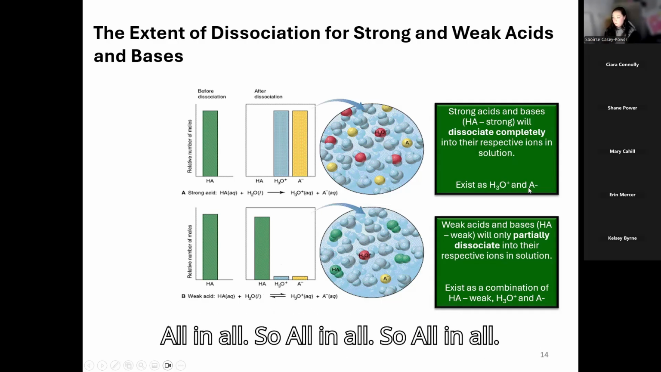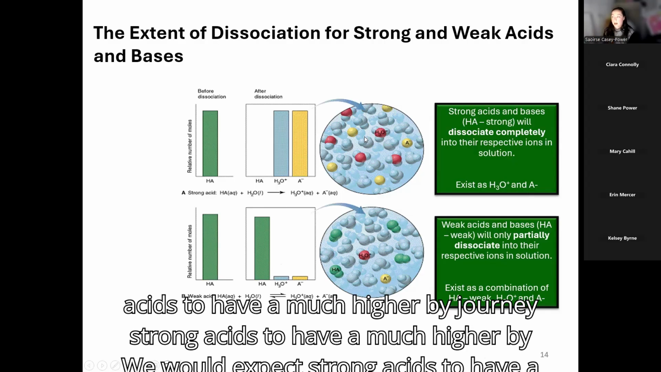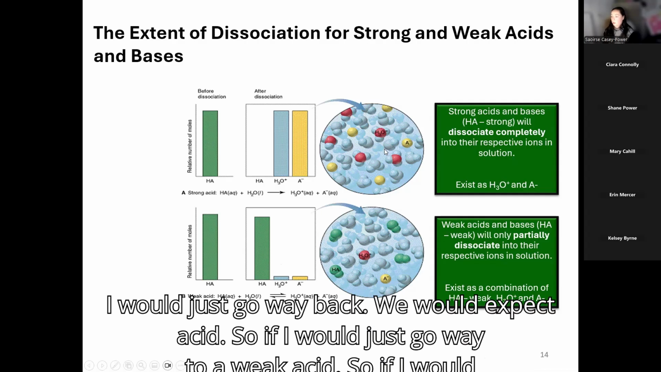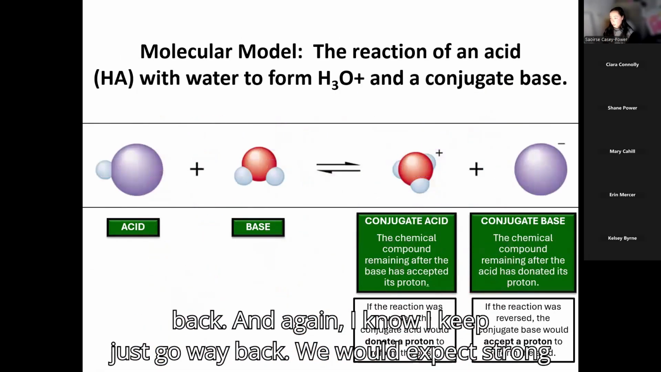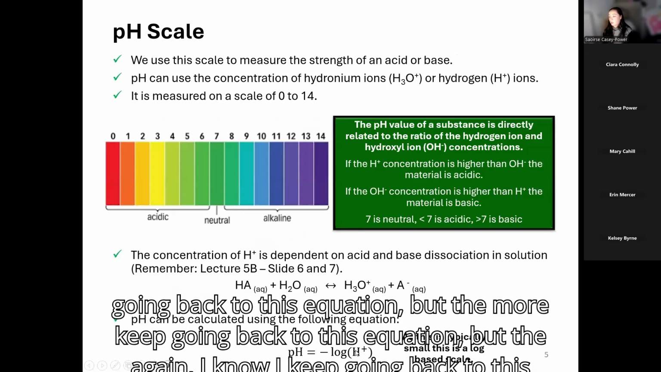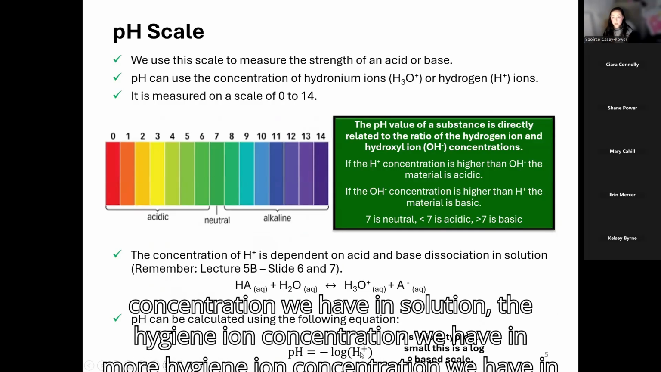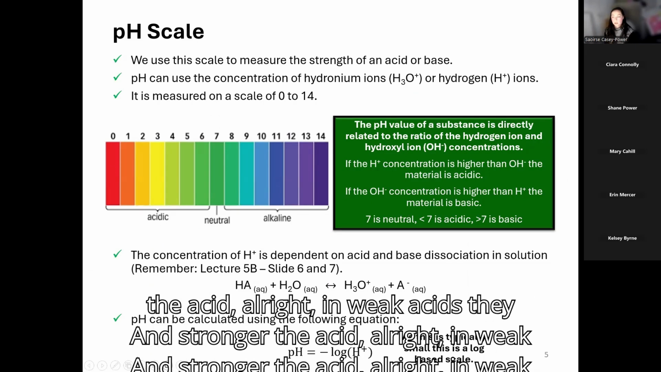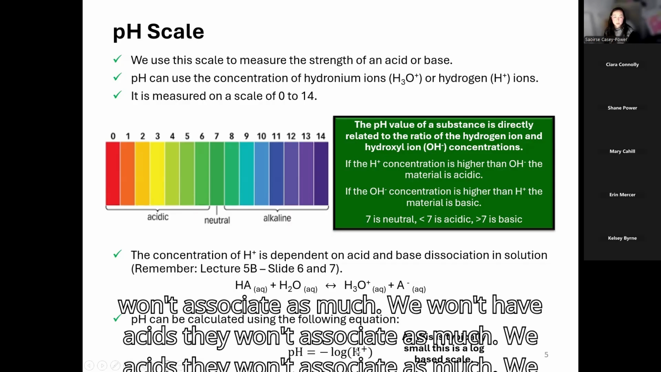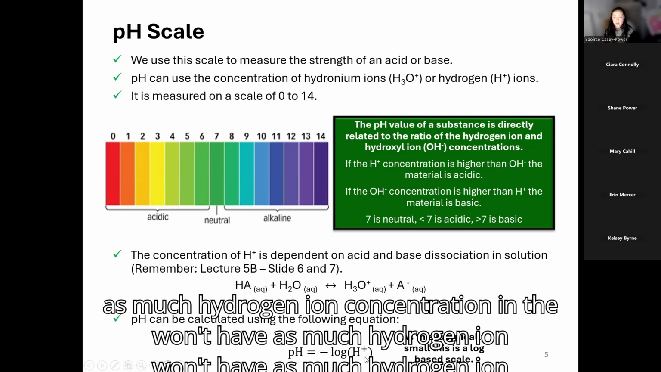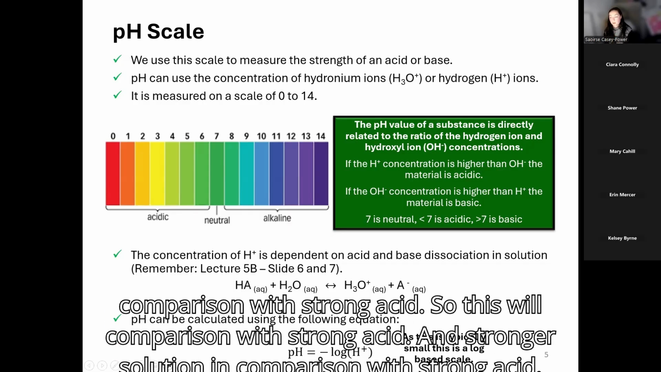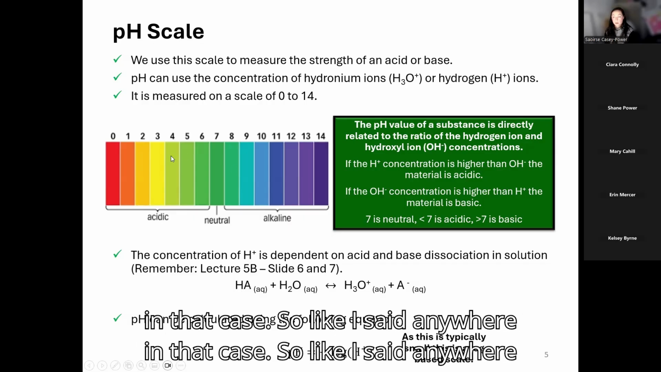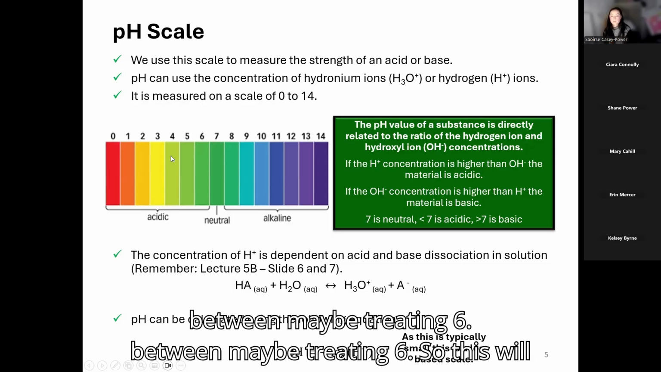So all in all, we would expect strong acids to have a much higher hydrogen ion concentration in comparison to a weak acid. Again, I know I keep going back to this equation, but the more hydrogen ion concentration we have in solution, the lower the pH will be, hence the stronger the acid. In weak acids, it won't dissociate as much. We won't have as much hydrogen ion concentration in the solution in comparison to a strong acid, so our pH value will be a little bit higher in that case. Like I said, anywhere between maybe 3 and 6.